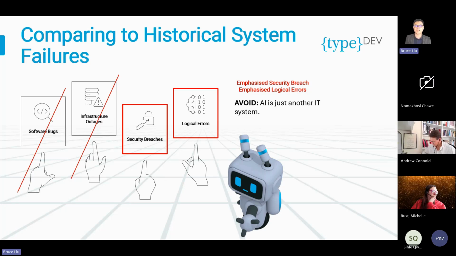So it is important to understand that the way you deal with the errors for an AI system is slightly different to a traditional IT system. And so we need to avoid the understanding that AI is just another IT system. It isn't. It works differently. Okay. And so the biggest concerns that we have now is security breaches and logical errors.